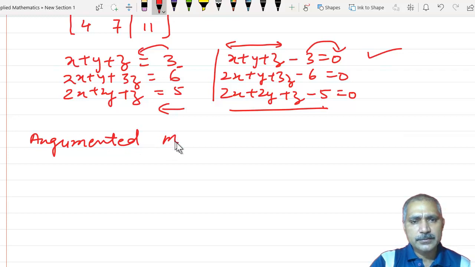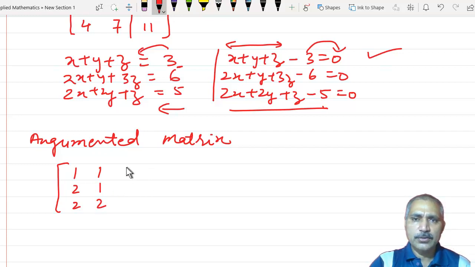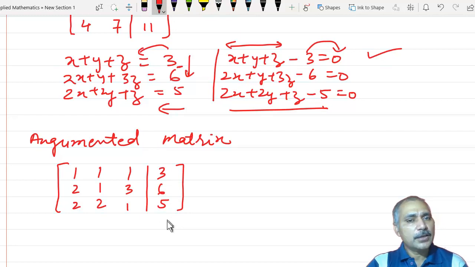Augmented matrix, that is going to be, first we will write x coefficient, that is 1, 2 and 2. Now the second is y coefficient, that is 1, 1 and 2, and z coefficient is 1, 3 and 1. Then we write the right side. What will be the right side? That is this one, that is 3, 6 and 5. This completes our augmented matrix part. I hope you have understood this one.